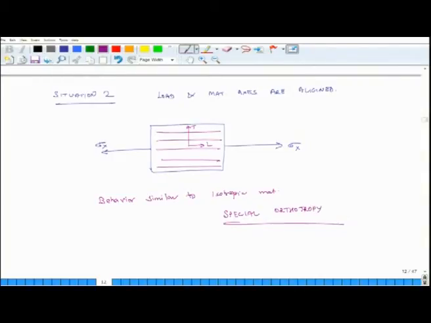So, in this case, if you apply an extensional stress, it will only generate extensional strains, it will not generate shear strains. And if you apply a pure shear stress such that the shear stress directions are aligned with the material axis, then it will generate only shear strains, it will not generate extensional strains. So, these are the different situations.